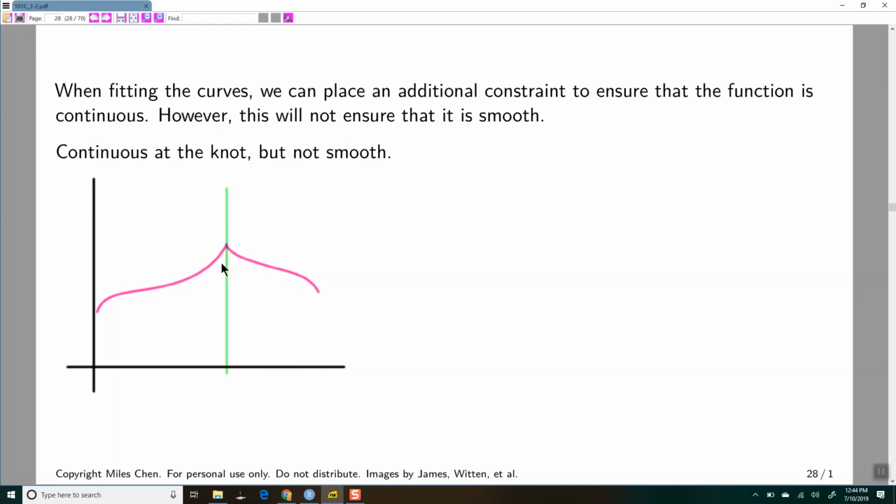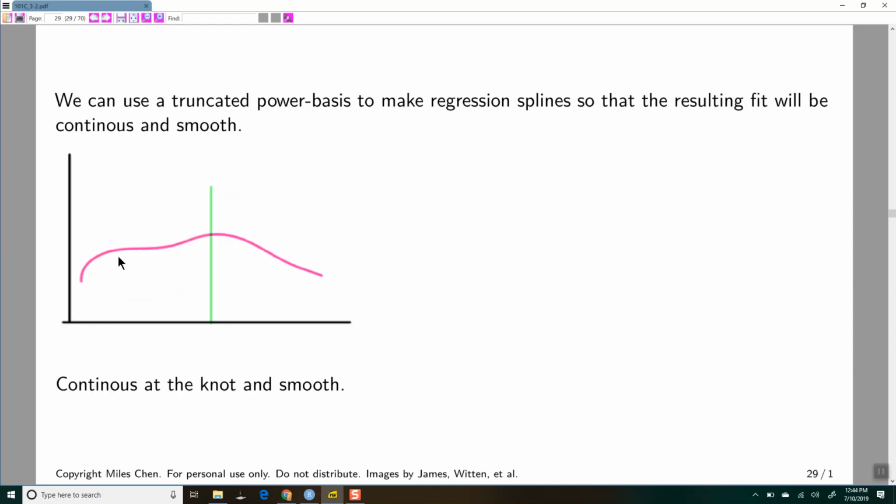So maybe we don't want that. Ideally, what we want is something where at the knot, it's going to be continuous and smooth, okay? So how can we do something like this? How can we make sure that I'm going to fit a function over here, and a different function over here, but at the knot, it's going to be continuous and it's going to be smooth, okay?